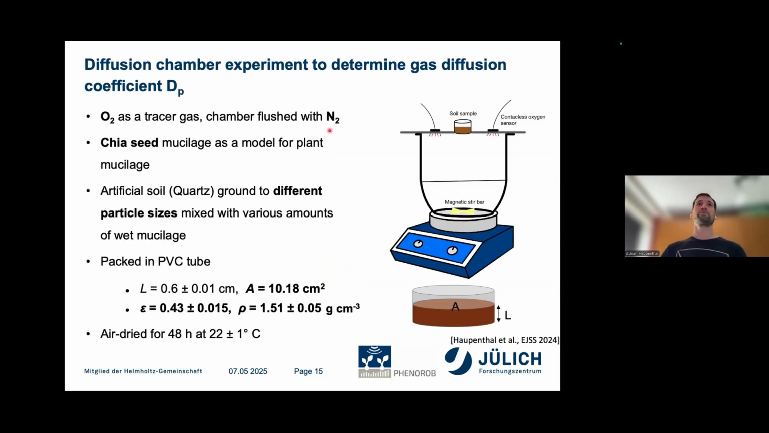Here again, I performed the same measurements as before, now with different particle sizes. And also here we used chia seed mucilage as a model for plant mucilage, and slightly different in the sample size here compared to the measurements before. And again, they were dried for 48 hours at room temperature.